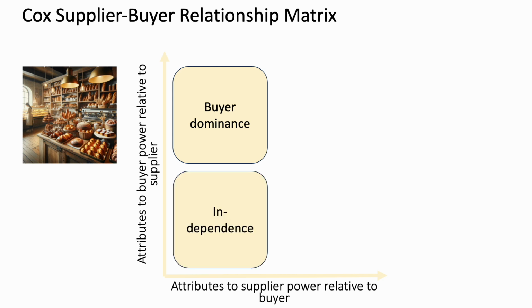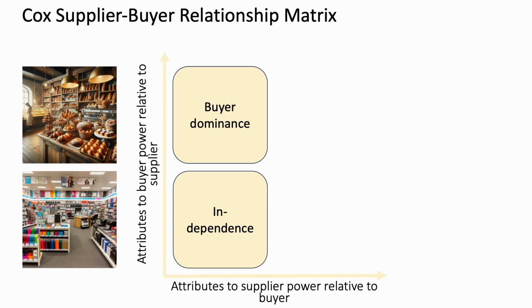Independence. Consider the market for office supplies like pens and paper. Many businesses buy these items, and there are also many suppliers. No single buyer significantly impacts the suppliers, and switching between suppliers is easy for buyers. This situation means neither side has much power over the other, leading to a more balanced relationship where market forces, rather than power dynamics, dictate terms.